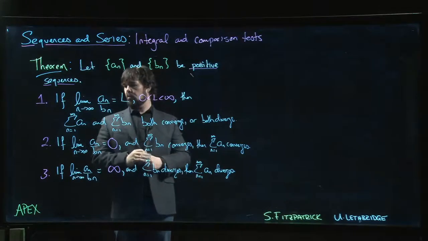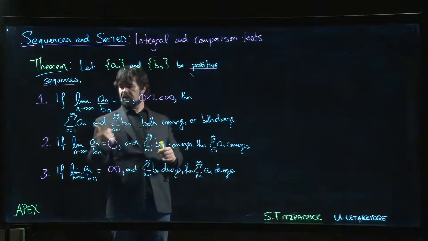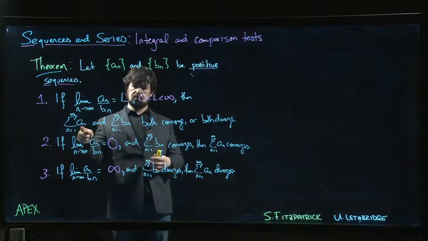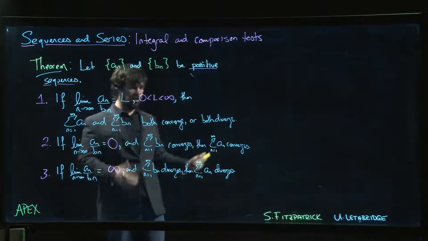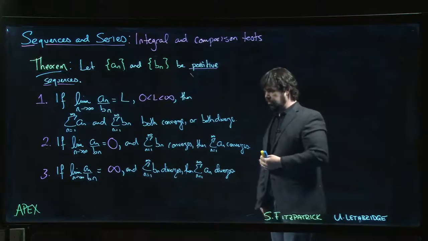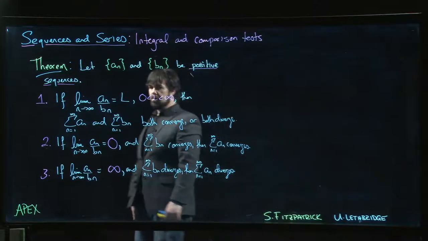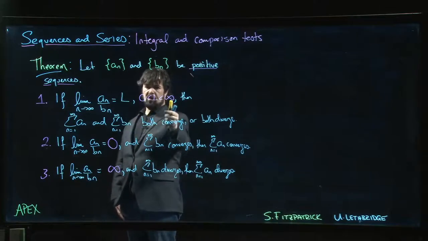And so these two series either both converge or both diverge, because the terms here behave roughly the same as the terms there in the long term. Convergence really depends on long-term behavior, what happens for large values of n. Of course, L here needs to be positive. It can't be zero and it can't be infinity.